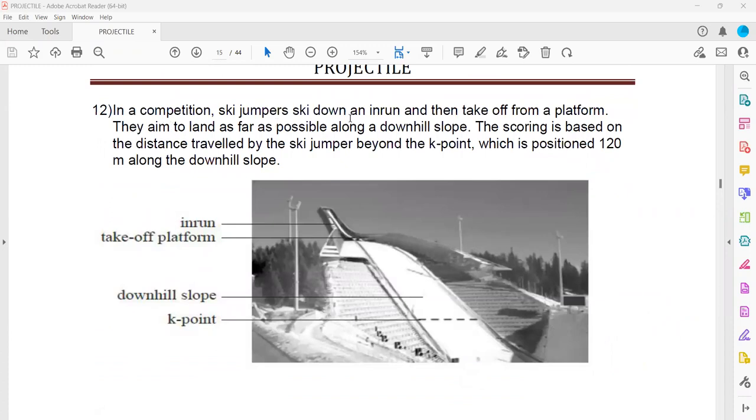In a competition, the ski jumper skis down the in-run and then takes off from the platform. So you can see the platform is there. They aim to land as far as possible along a downhill slope. The scoring is based on the distance traveled by a ski jumper beyond the K point, like how much distance they covered beyond the K point. Like this is an in-run, then this is a takeoff platform, and then they land on this. So how much distance they covered horizontally beyond this K point, which is position 120 meters along the downhill slope.